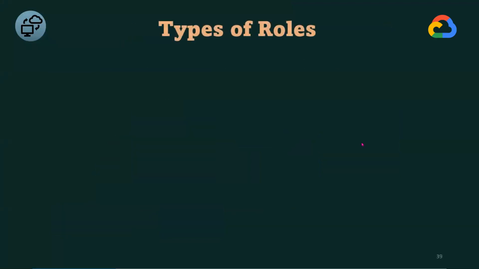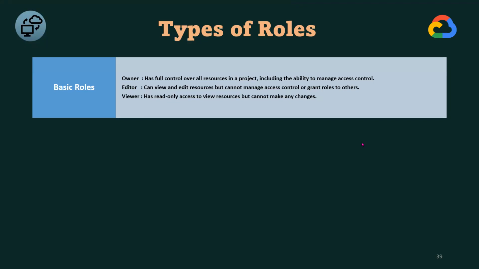So types of roles. So we have 3 types of roles. One is basic roles. So very simple. Basic roles is nothing but it talks about all the services. These are called as generic roles. These are not specific to any service. These are generic roles. Okay, basic roles are talking about all the services in the GCP.